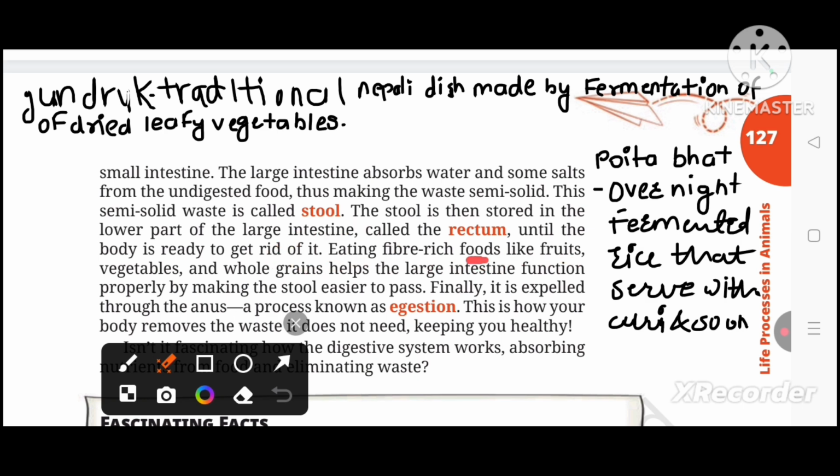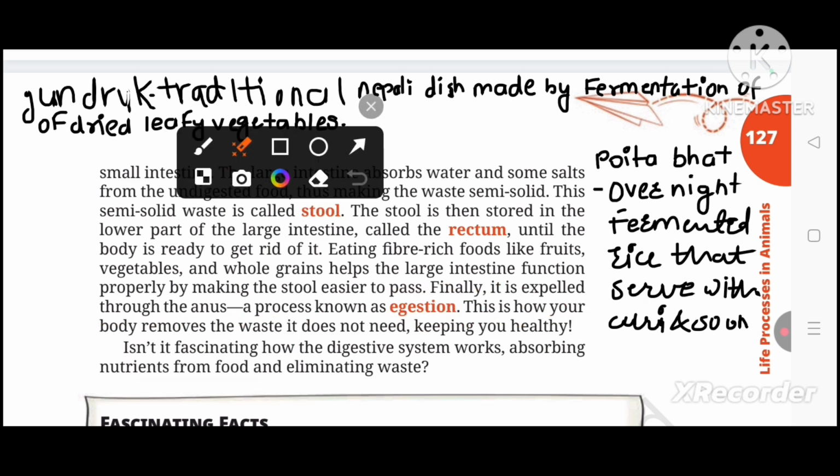Eating fiber-rich food like fruits, vegetables, and whole grains helps the large intestine function properly by making the stool easier to pass. Finally, it is expelled through the anus, a process called egestion. This is how our body removes the waste it does not need, keeping you healthy.